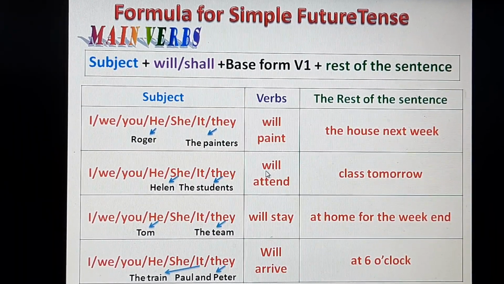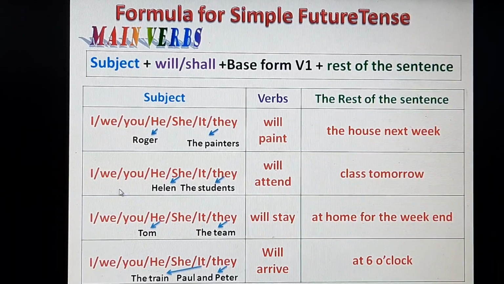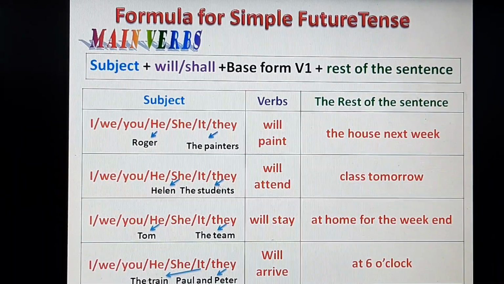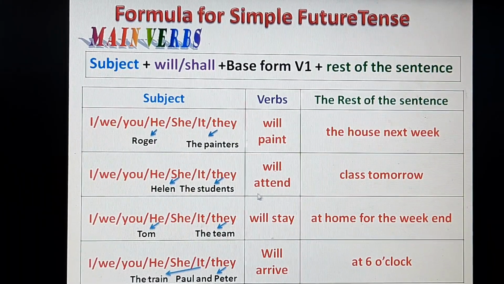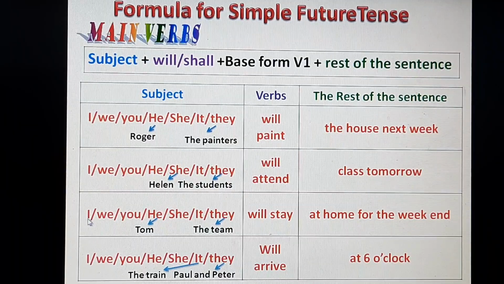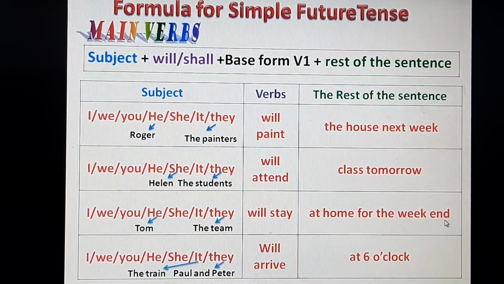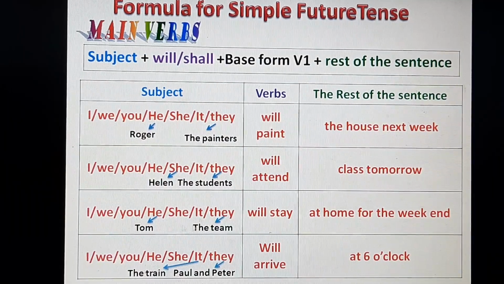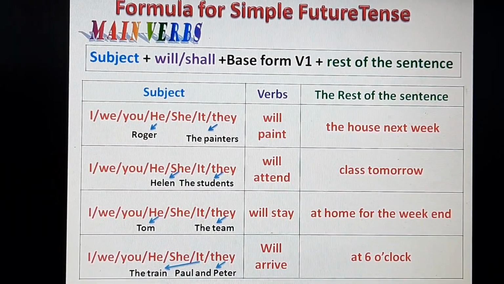Next verb, will attend. We will attend the class tomorrow. She will attend the class tomorrow. The students will attend the class tomorrow. Will stay. I will stay at home for the weekend. They will stay at home for the weekend. You will stay at home for the weekend.